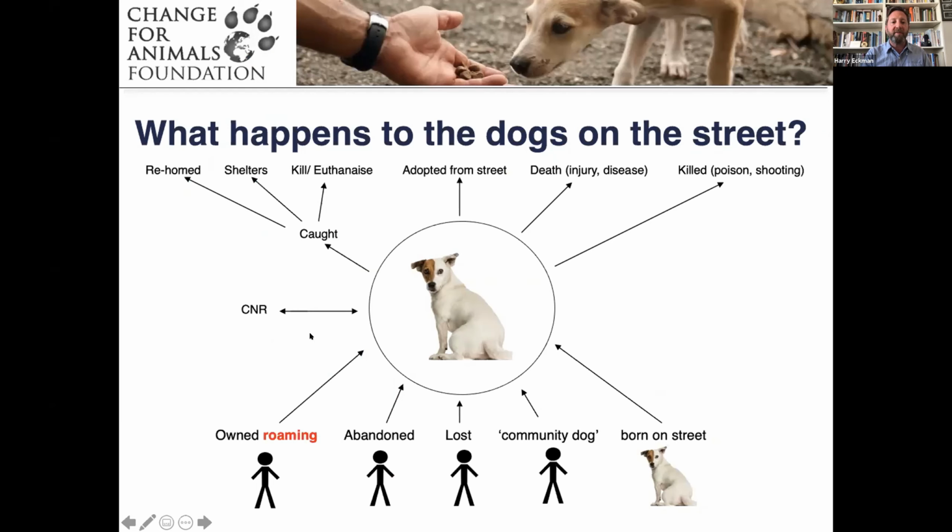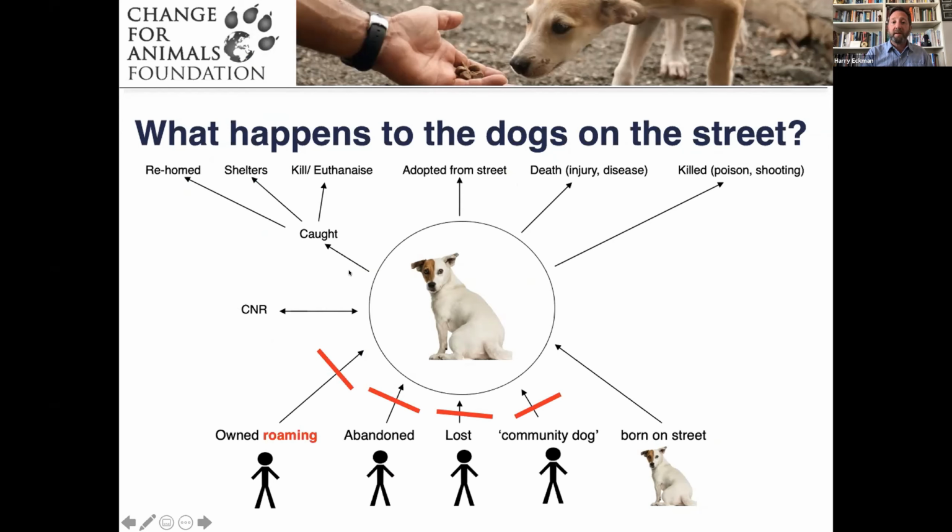But what happens to the dogs on the street? We have the trap, neuter, release. They could be rehomed, go to a shelter, get caught and euthanized. They could be adopted from the street. They could die. They could be killed. We do all of these things. But if we do them, how do they actually address the root causes of where the dog's coming from in the first place? And the thing is, most of the time, they only address this one at the end, the dog born on the street.